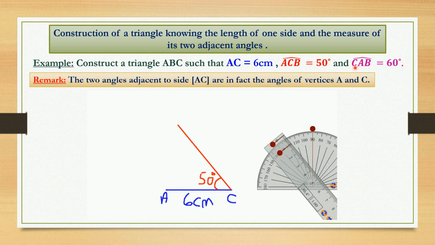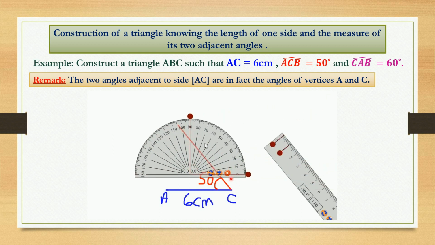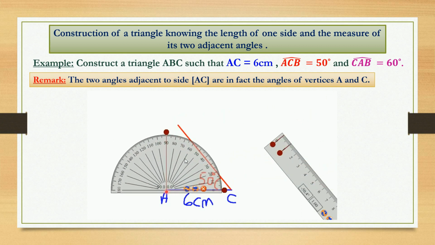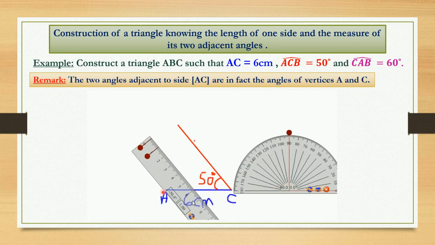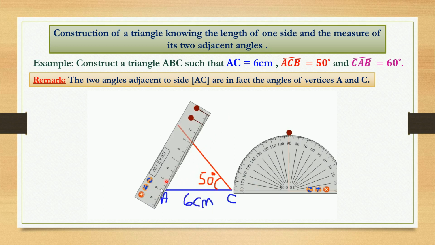Now to draw angle CAB, first we need to find its vertex. It's an angle of vertex A, so we place the center of our protractor on point A and the 0 on AC. Then we start counting from the 0 to the right until we reach the dash of 60 degrees. Then we place a point above the dash of 60 degrees. Then using my ruler, I also draw a semi-line starting from A. It doesn't matter how long I extend it.